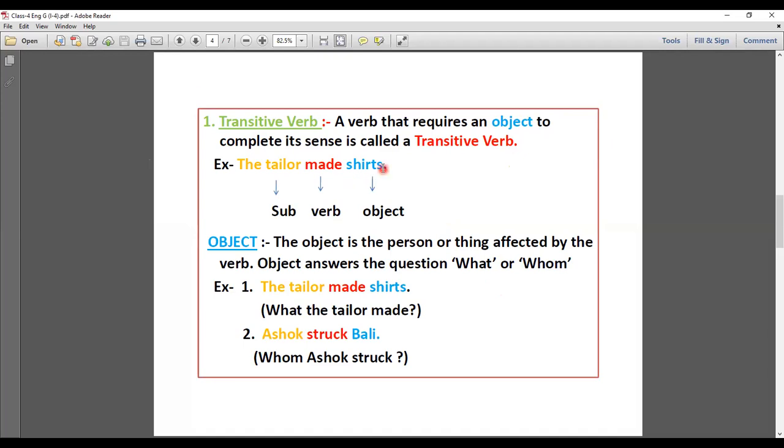Okay, the tailor made shirt. So here in this sentence, the tailor is the subject, made is the verb. So we require the object to complete the sentence, which is shirt. Okay, students. So now, students, what is a subject?